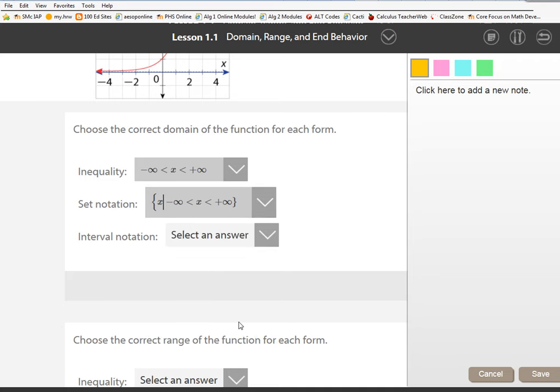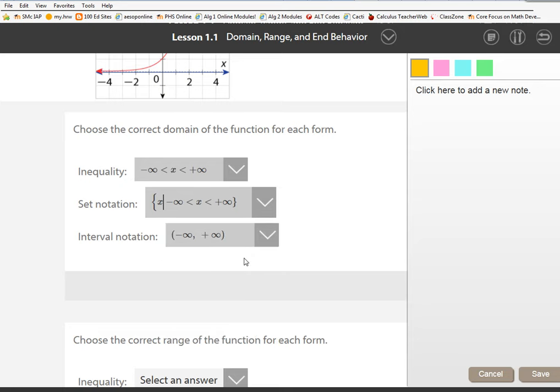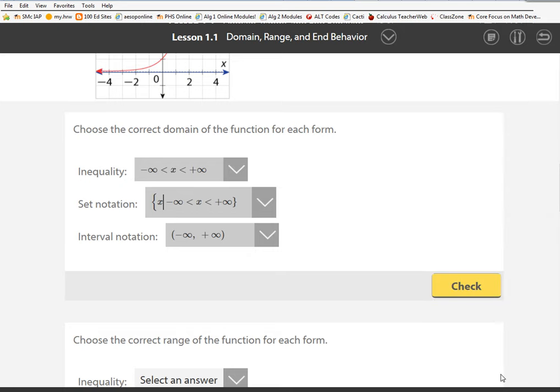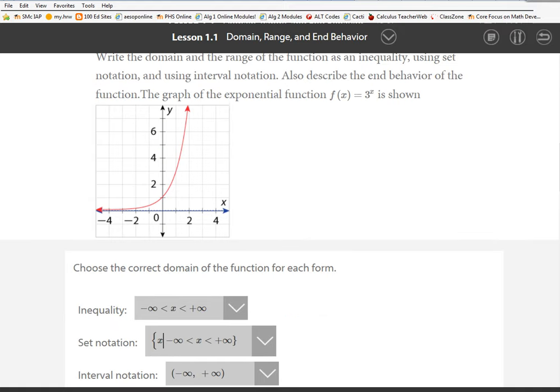And interval notation, top one. Yeah, good, we got it, okay? Every number greater than negative infinity and less than infinity. That's right. So now let's go back and look at this. So what's that mean about this domain? Is it restricted? No, it's unrestricted.